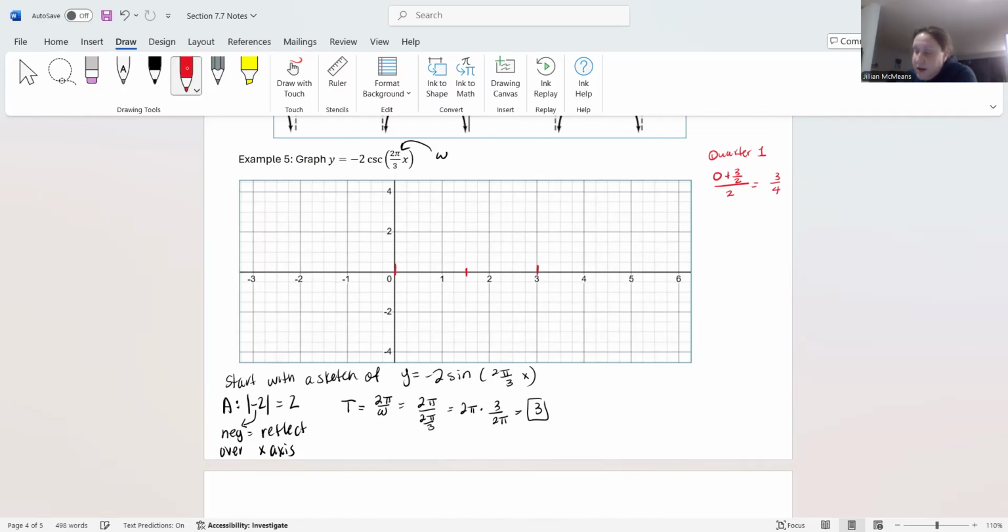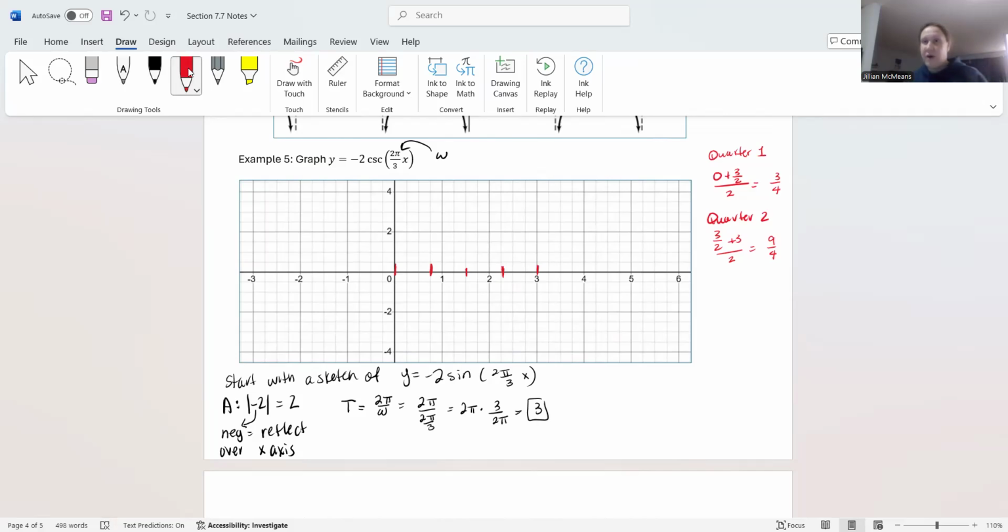3/4. So this right here is our first quarter, 3/4, okay? And then quarter two, what we do is we take 1.5 to 3. So we find the average of those two. So we're going to take 1.5, which is 3/2. We're going to add 3 to it, and then we're going to divide by 2, and we end up getting 9/4. So that ends up being right here. Okay, so those are our 5 key points.